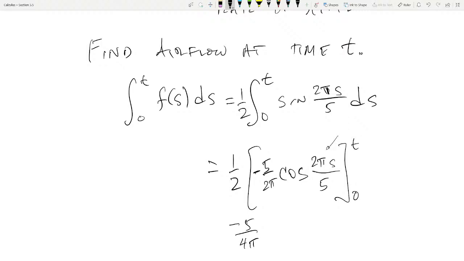So it looks like I have negative 5 over 4 pi. Okay, and then I'm going to plug in the thing. So I have cosine of 2 pi t over 5 minus cosine of 0, which is 1.